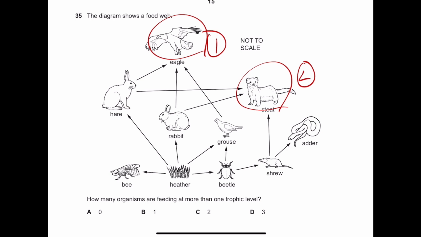And let's look at grouse. So grouse consume both heather and beetle. So that's another one. So the answer is D. So grouse is feeding at more than one trophic level. So it's feeding with the producer as well as the primary consumer. So it's feeding at more than one trophic level. 3. Okay, so the answer is 3 for this one. I mean D.